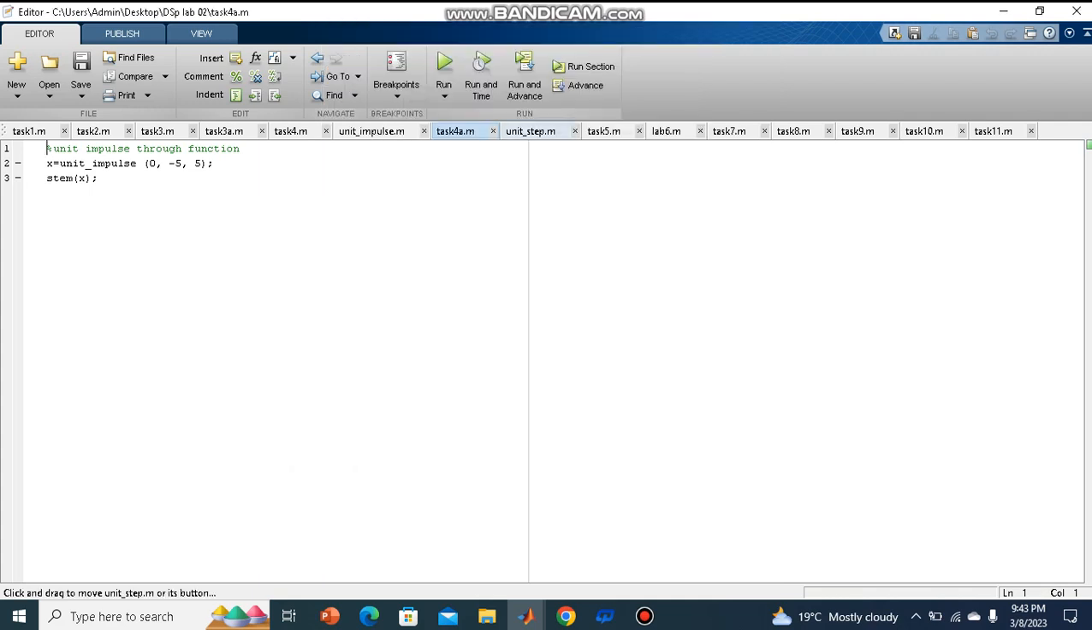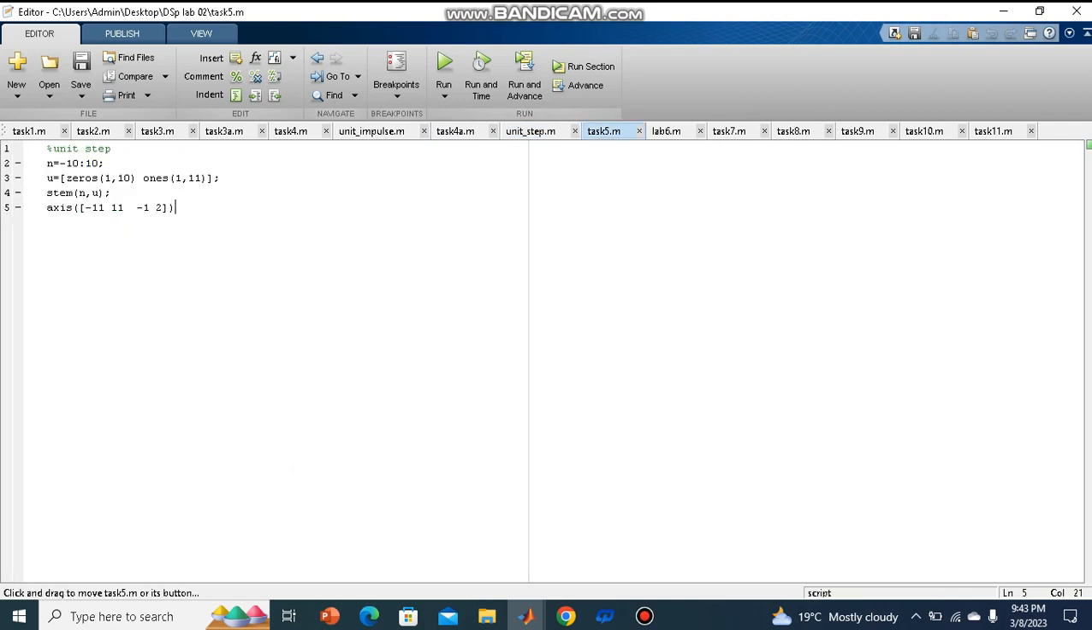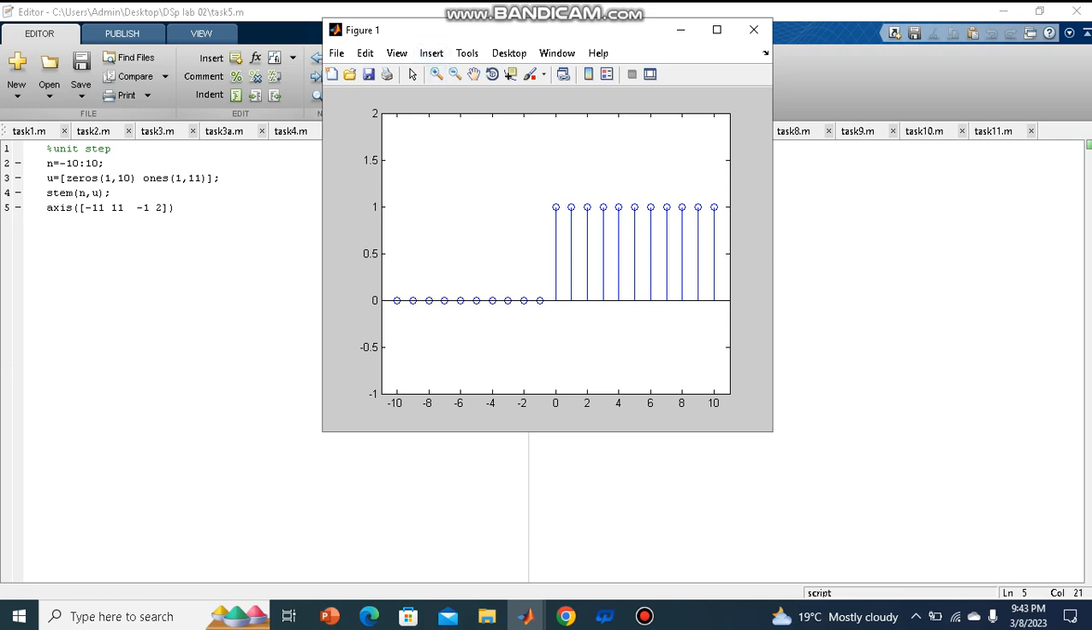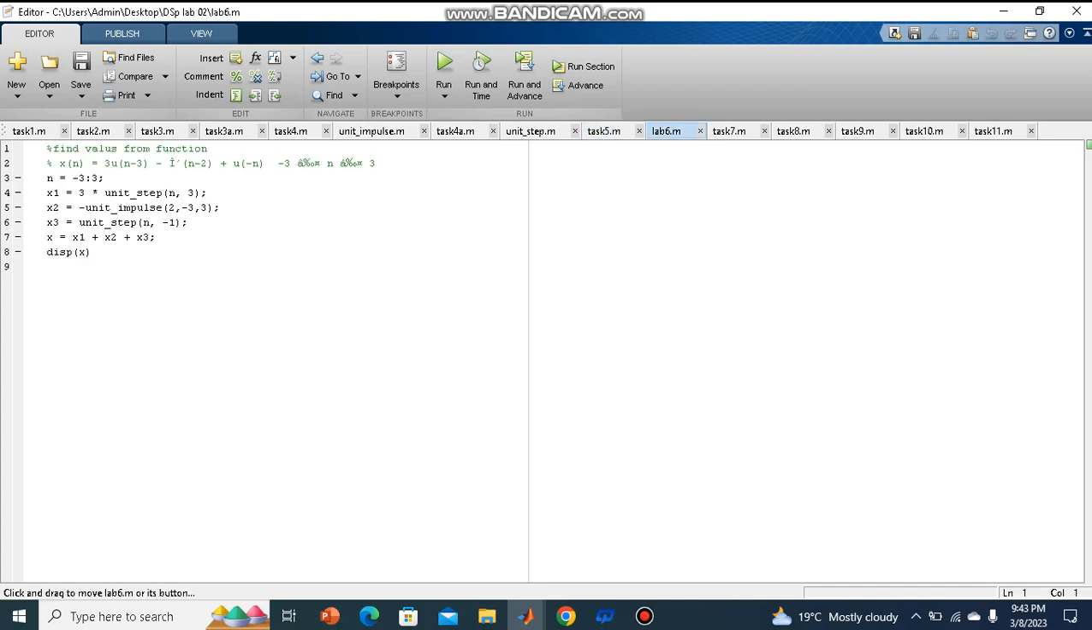Moving on to the next, which is the unit step function, and the function has assigned values. Now we have given n equal to -10 and 10, and the axis location is -11, 11, -1 and 2, and when we run this program we get a value like this, which is shown on your screen. Showing these results, we can know the value which has been given, lab task 5.